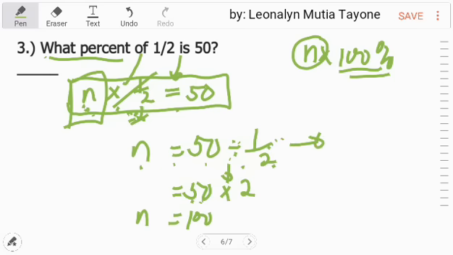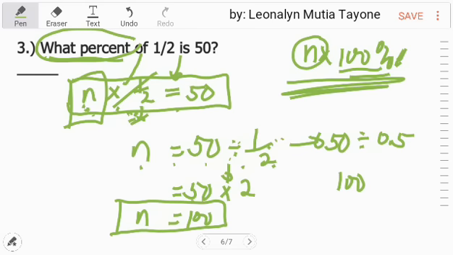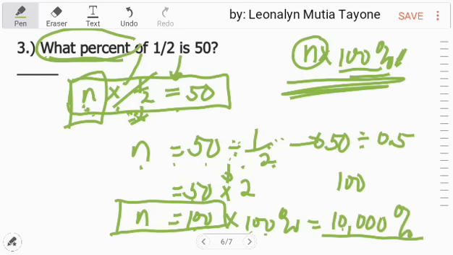Another way para sa nalilito, 50 divided by, ang 1/2 is equivalent to 0.5. So, 50 divided by 0.5 equals 100. So, ngayon, yung 100 natin ay i-multiply natin ng 100% para masagot natin yung what percent. So, 100 times 100%, and that is 10,000%. So, 10,000%.